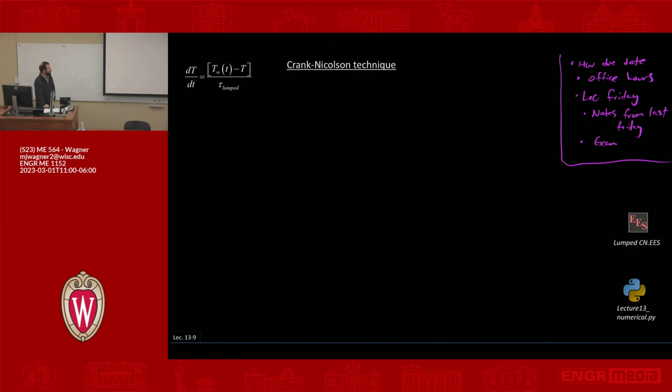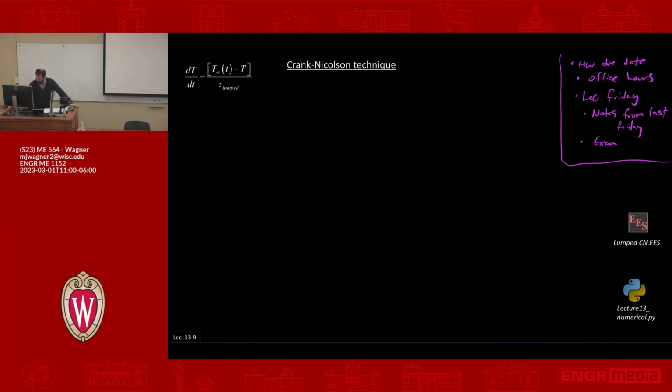So let's start now by talking about Crank-Nicolson. This is our last, say, conventional numerical technique, and then we have the integral techniques that we'll also talk about. And then I think we'll get to the next topic, which is transient conduction, right? 1D transient conduction. OK, so Crank-Nicolson.